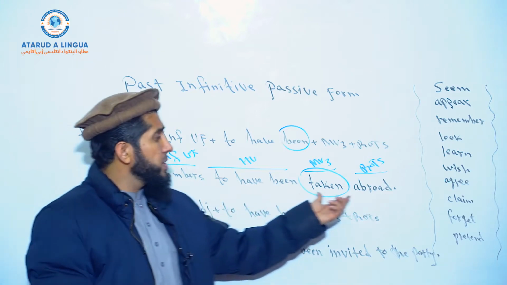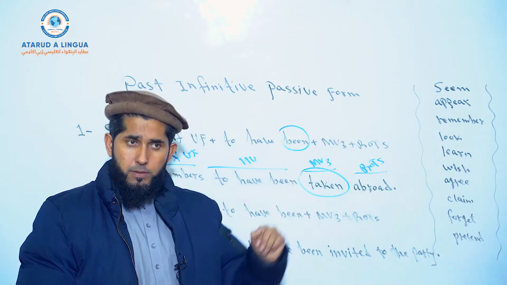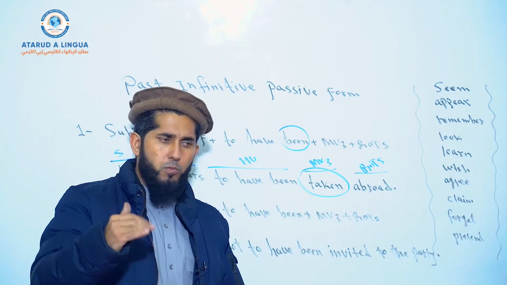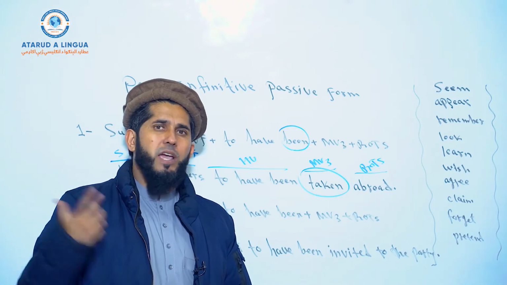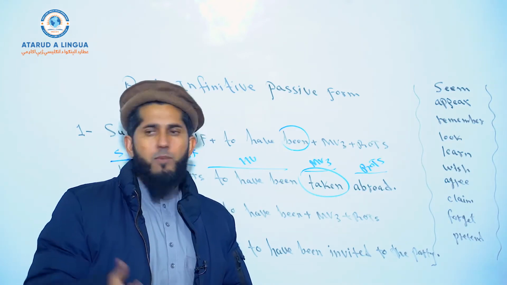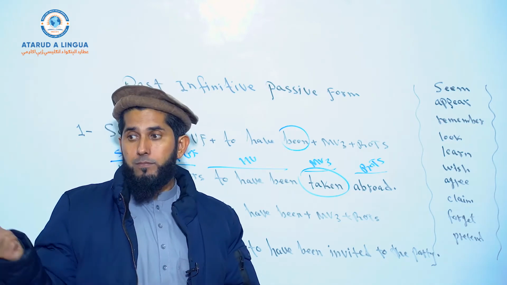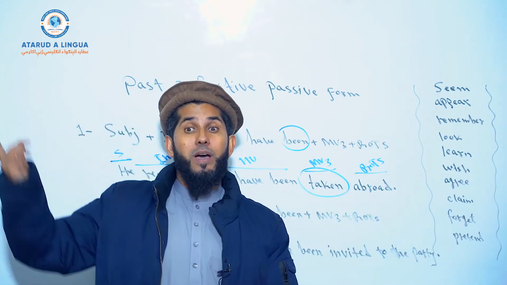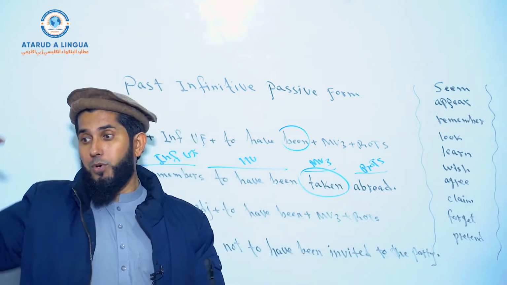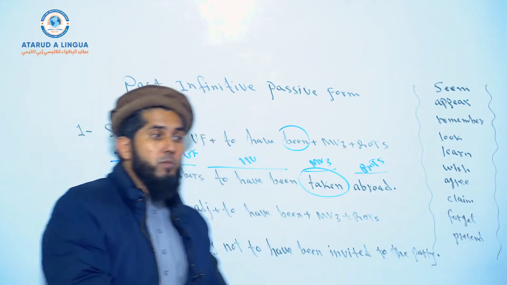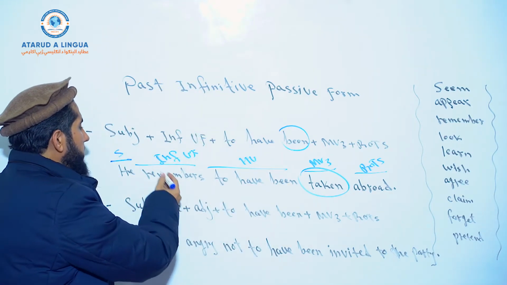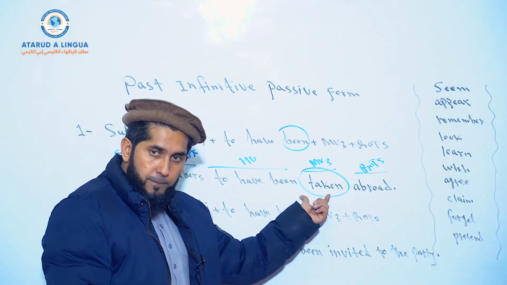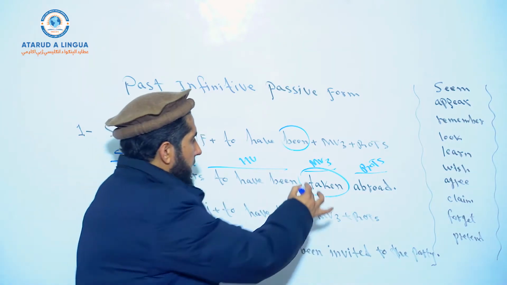So he remembers to have been taken abroad by his older brother. He remembers to have been taken abroad by his father, right? He was a young boy, and his father was going to China or India or somewhere. And his father took him with him, right? So now he remembers to have been taken abroad by his father when he was a young boy. Okay? So the present remark of past action. He remembers, present remark, that he was taken abroad by somebody, past action.